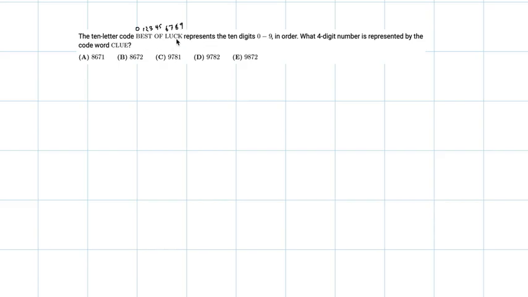C corresponds to 8. And where's the L? 6. U is 7, and then E is 1. 8671, choice A.